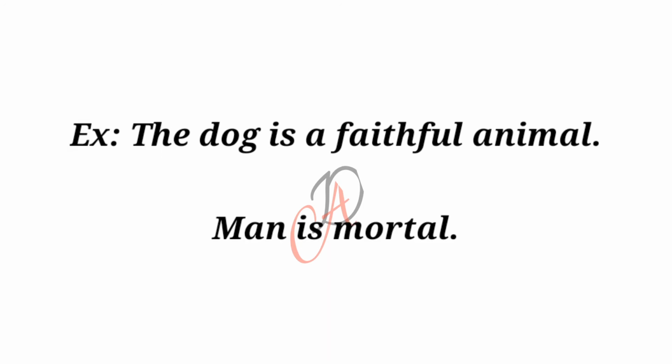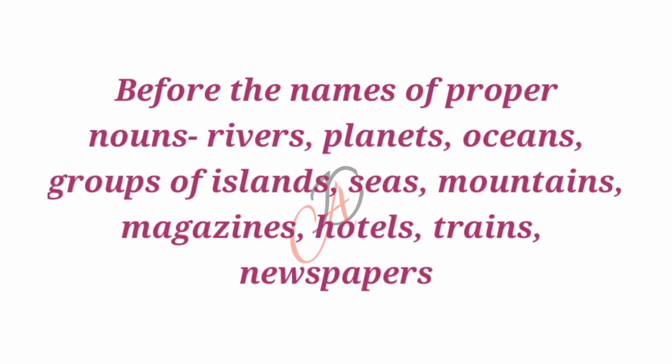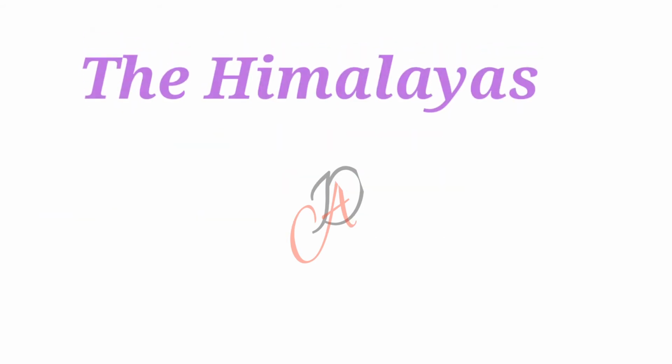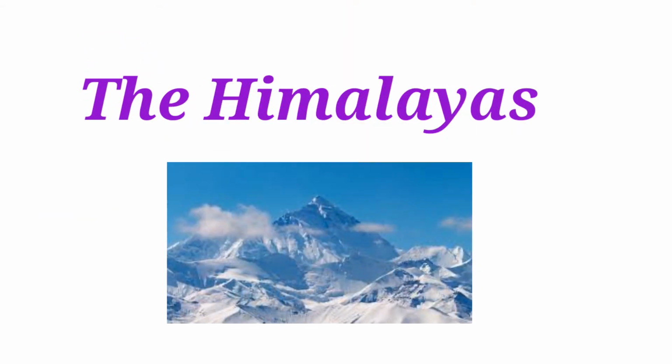Rule number three. It is used before the names of proper nouns like rivers, planets, oceans, groups of islands, seas, mountains, magazines, hotels, trains, newspapers, etc. For example, the Thames, the Jupiter, the Indian Ocean, the Nicobar Islands, the Bay of Bengal, the Himalayas, etc. A word of caution, guys: the definite article is used with the names of mountain ranges but not with individual mountains.